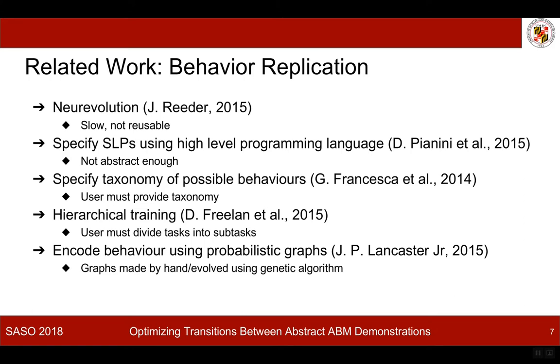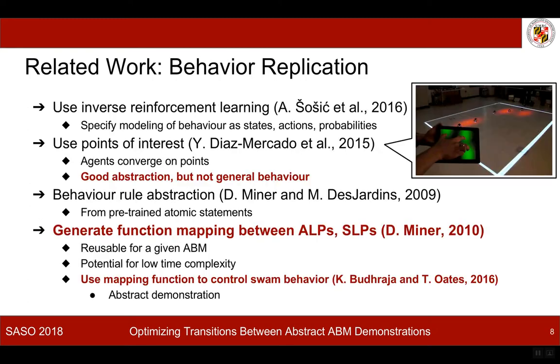Much of the earlier work is focused on manually decomposing a task or specifying a task functionally or programmatically. That's not abstract enough for our needs. Don Miner completed some work that would allow us to generate function mappings between ALPs and SLPs. And we built off of that in 2016. This allowed for an abstract demonstration to be utilized.